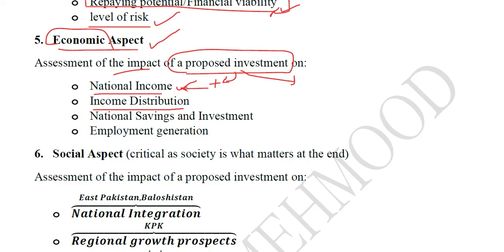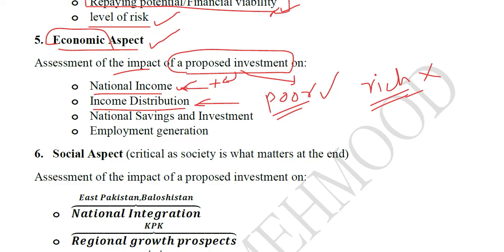Income distribution is a thing that is financial or economic in nature but has social repercussions. If the project benefits the poor people, then it's a good thing. It will improve the income distribution. But if it benefits the rich, then the income distribution is not a good outcome. Income distribution should be improved. Redistribution should take place instead of widening the gap between poor and rich. So this is a desirable thing that we can expect from a project.